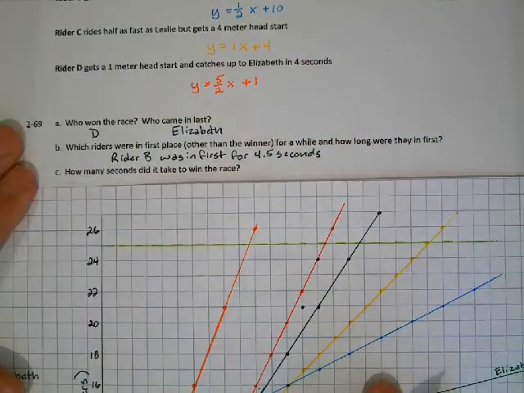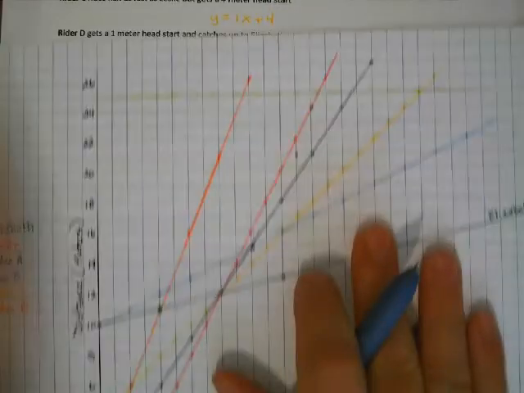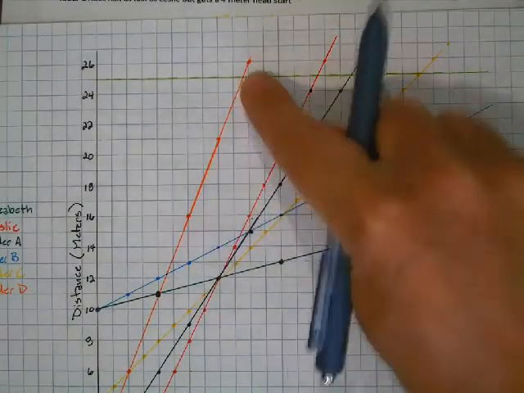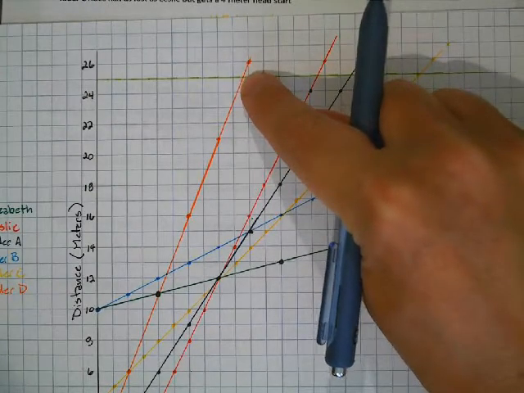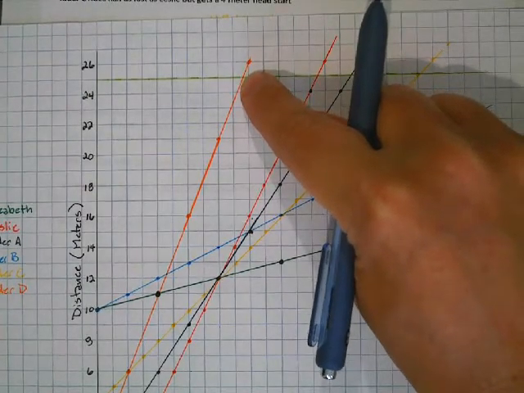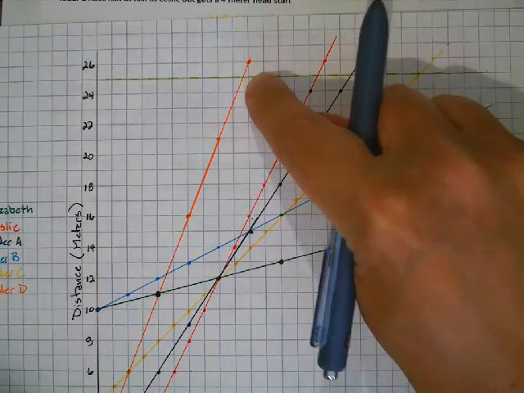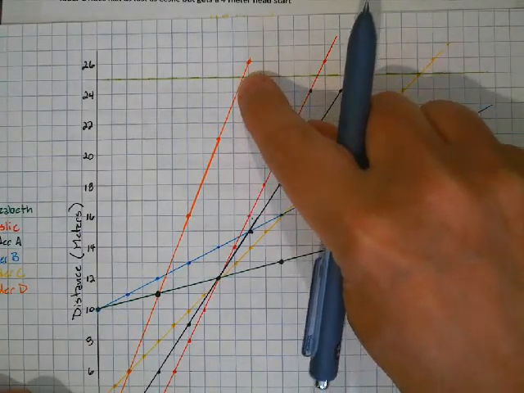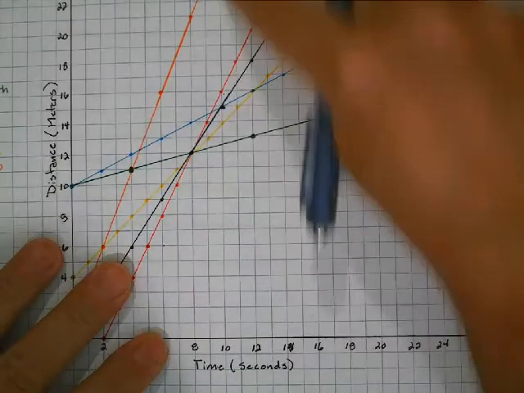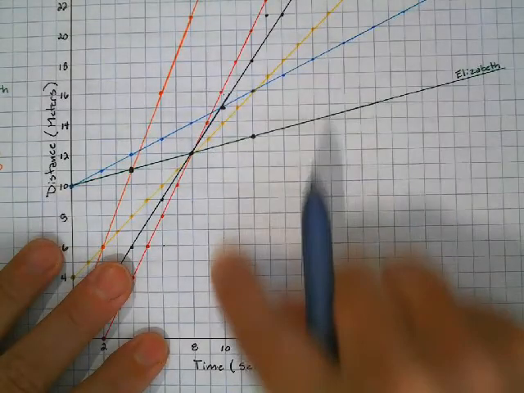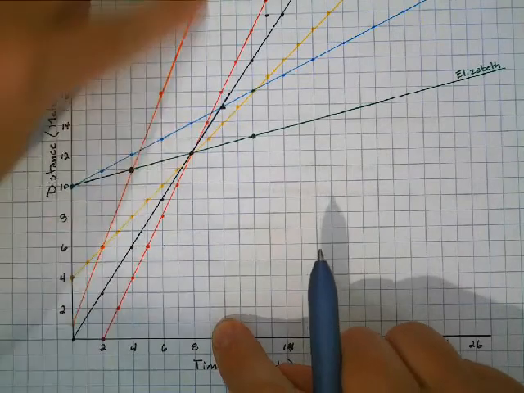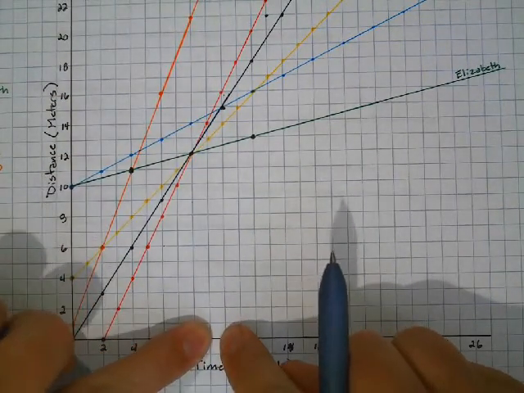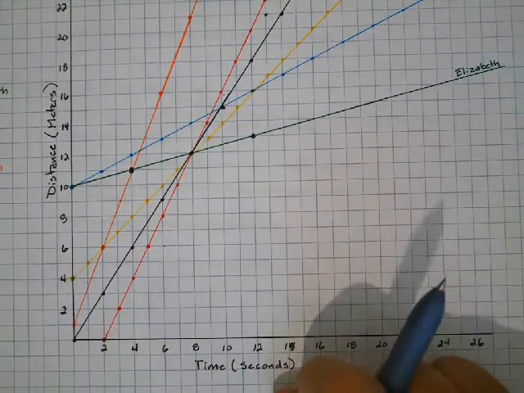All right, how many seconds did it take to win the race? Our winner was the orange one, that's Rider D. And right here is where they crossed. They're not crossing at what we call a lattice point, the intersection of these lines, so it's kind of a little bit hard to tell. It looks like maybe that's going to be, how many seconds is that? Looks like it's going to be 9 point something. I want to be exact though.